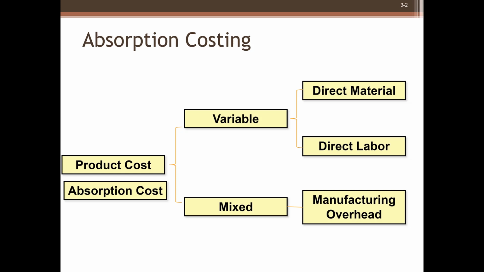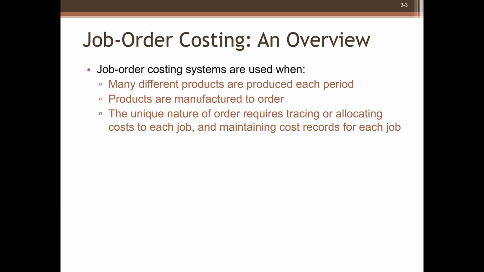And non-manufacturing costs should be treated as period costs and are not assigned to units of a product. A common type of absorption costing system is the job order costing system. In this chapter, Chapter 2, and the next chapter, Chapter 3, we will discuss the job order costing system.